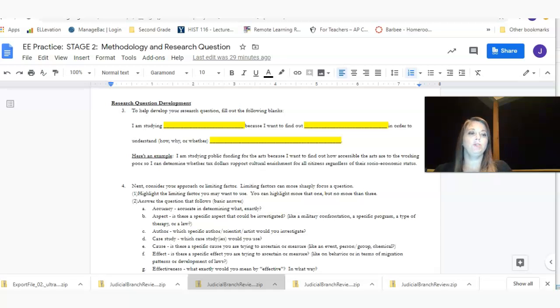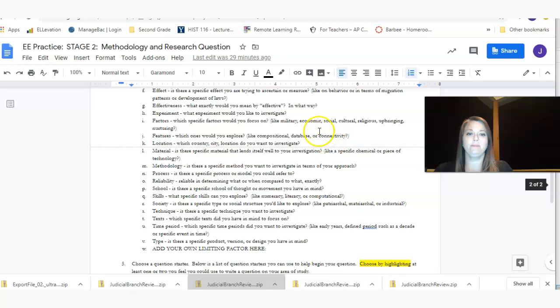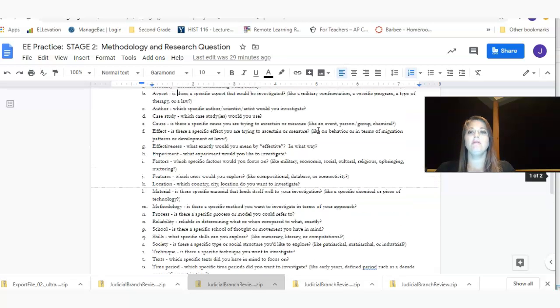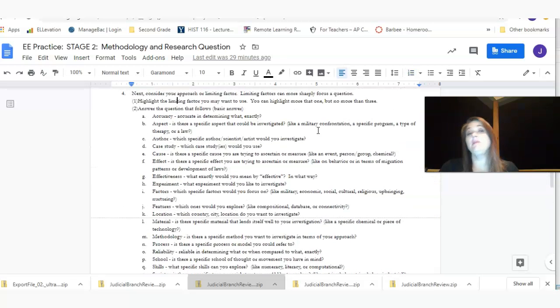So with that, what I want you to consider next for number 4, wow, that was way too far. Number 4 is your limiting factor. This is basically your approach. You're trying to narrow that field of research so you can more sharply focus on your question and your topic. So what I want you to do is to highlight the factor you may want to use, and you can highlight more than 1, but I don't want you to do more than 3 because that might make it a little too difficult to actually form a question.